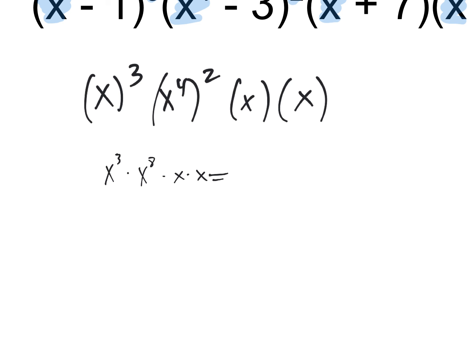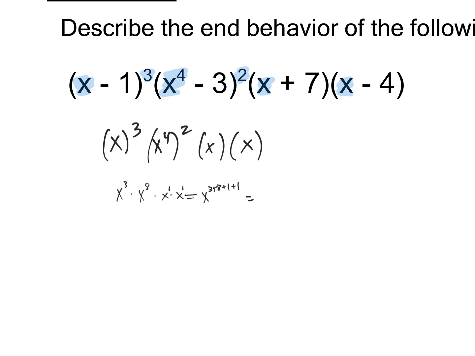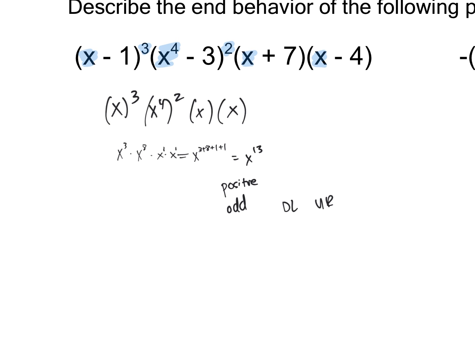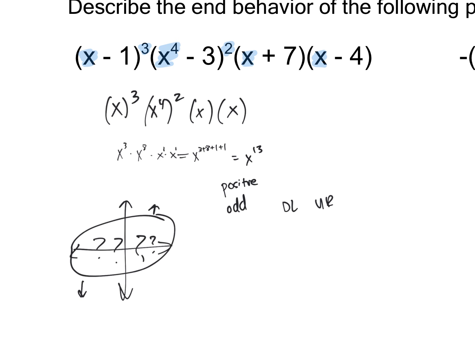So this becomes x to the 3rd times x to the 8th times x to the 1st times x to the 1st, which, if we're multiplying variables with the same base, you can add the exponents. This becomes x to the 3 plus 8 plus 1 plus 1, or x to the 13th, which is a positive leading coefficient and an odd degree, meaning this graph is going to be down left, up right, okay, using that chart. So, conceptually, what does that mean? It means that it's going to be down and to the left, but it's also going to be up and to the right, and everything in the middle, we don't know yet, but we'll get there.